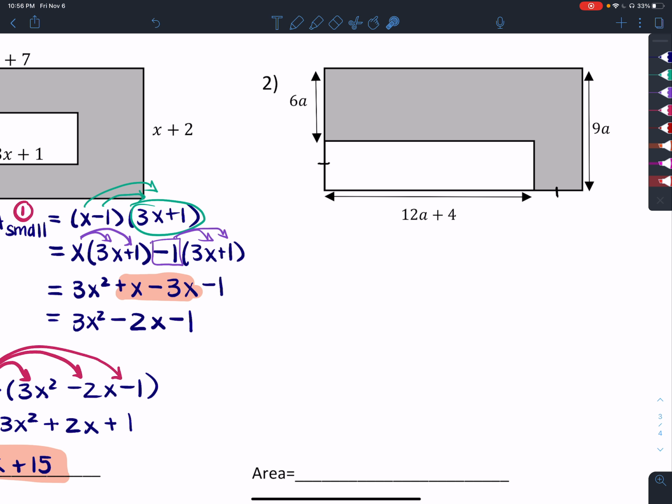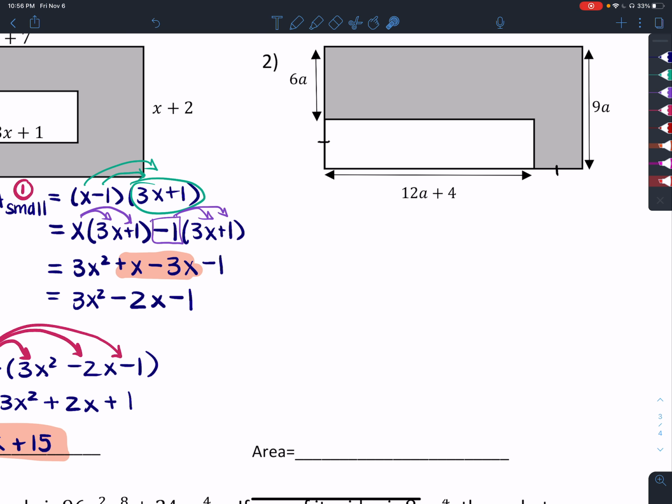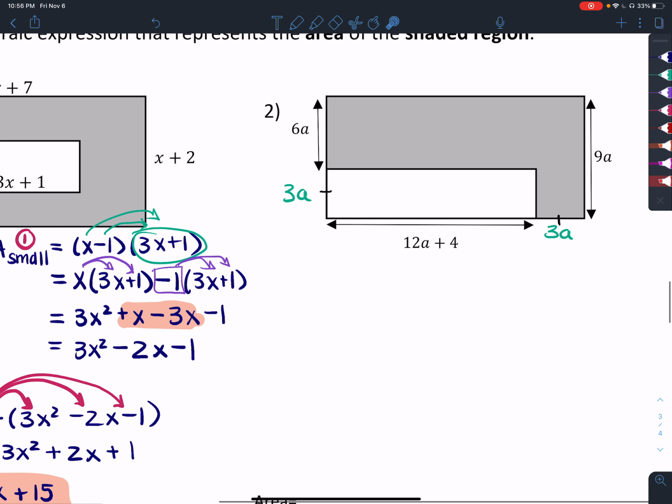And what we notice is that this little space is the same as this little space, which we can figure out because this is equal to this piece taking away this piece. So if the entire other side is 9a and part of the left side is 6a, then the missing side here has to be 3a. And if this is 3a, then that means this is 3a. And then if this is 3a, that means that the entire length of the big rectangle is 12a plus 4 plus 3a. So our total length is 15a plus 4.